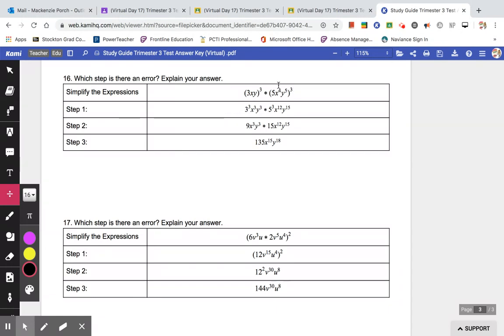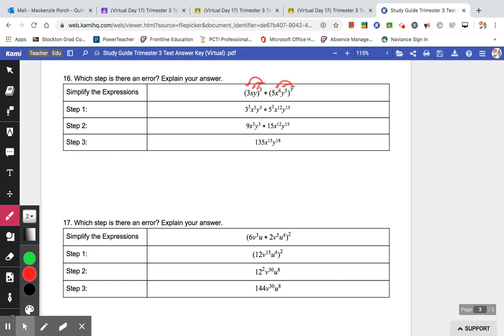So if we take a look at this problem, there's the 3's on the outside, so we know we're going to have to use power to power. And there's 2 x's and 2 y's, so we know we're going to have to use the product rule as well. The first thing you're going to do is distribute these 3's in. So if we distribute these 3's in, we get 3 to the third, x to the third, y to the third, and we get 5 to the third, x to the 12th, y to the 15th. So that looks like a pretty good step. All we did was distribute these exponents into all of the bases by the power to power rule.